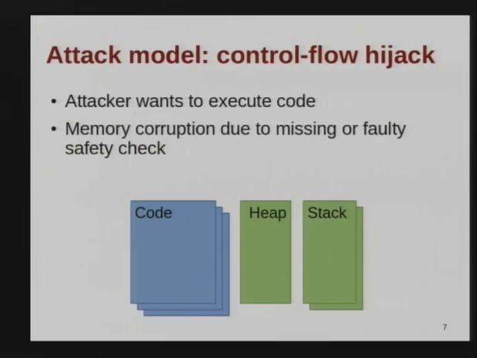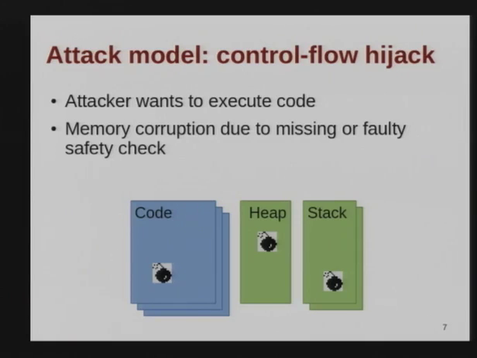The memory corruption may actually happen due to a missing or faulty safety check somewhere in the code. The attacker may modify some data on the stack, some data on the heap, or some data on the code level. And the attacker then uses these modified data to get control of the application and redirect it somewhere else to execute the attacker's wanted behavior.